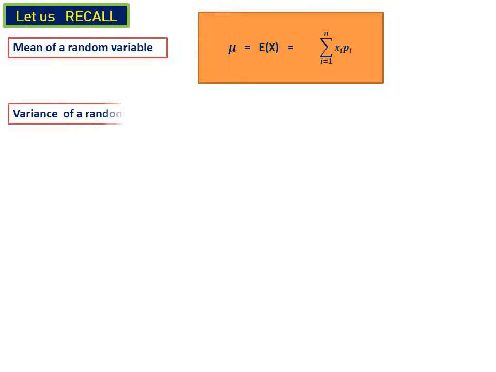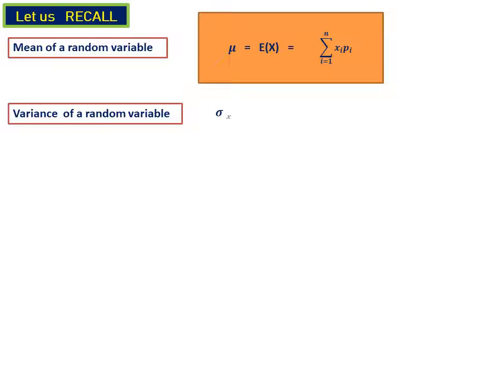So first, mean of the random variable, this is the formula: mu equal to expectation of x equal to sigma xi pi, i from 1 to n, where x1, x2, etc. are the random variables, and p1, p2, p3, etc. are the corresponding probabilities. This is one formula.